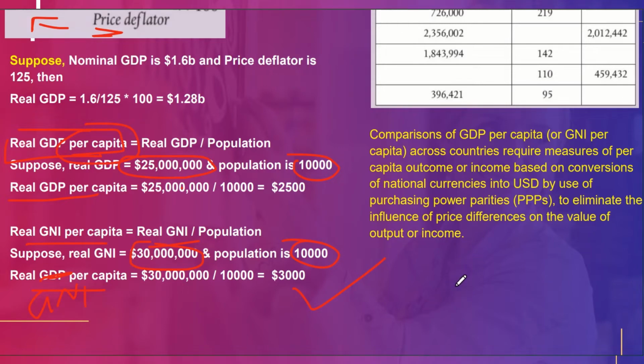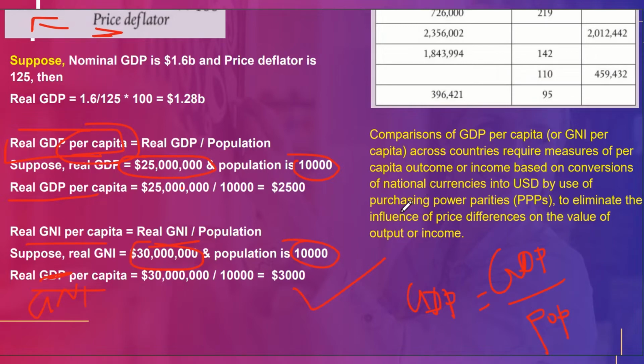So GDP per capita means GDP upon population. If they are asking real GDP per capita, you mention real GDP upon population. Real GNI per capita means real GNI upon population. Nominal GDP per capita means nominal GDP upon population, like that.